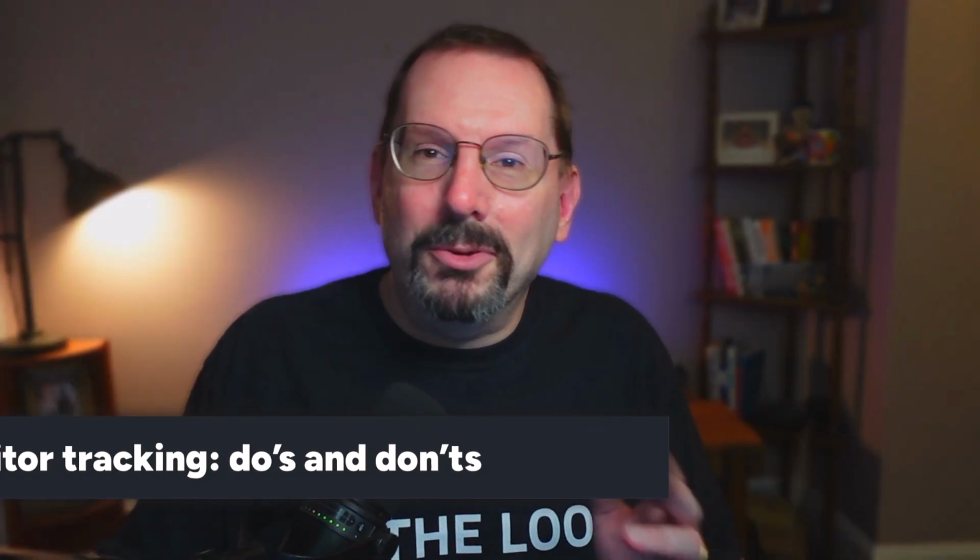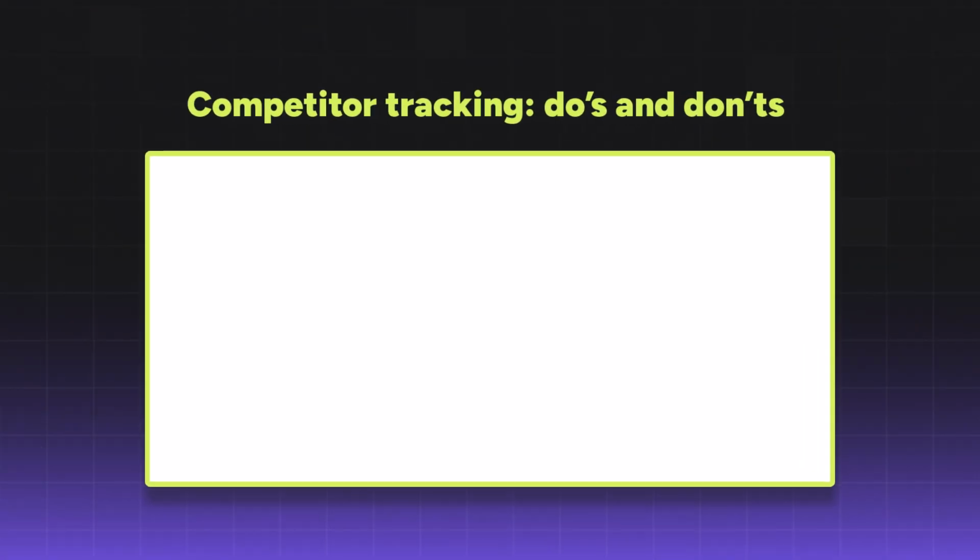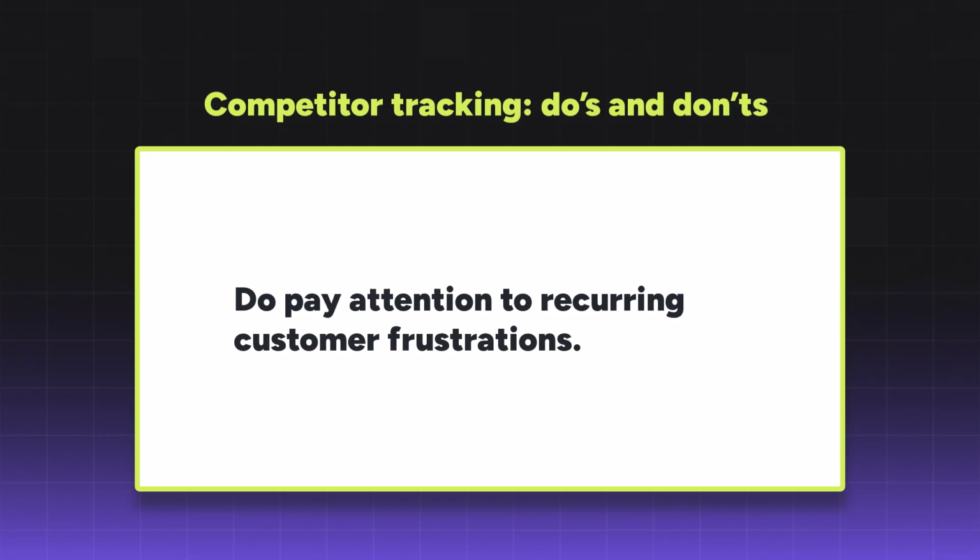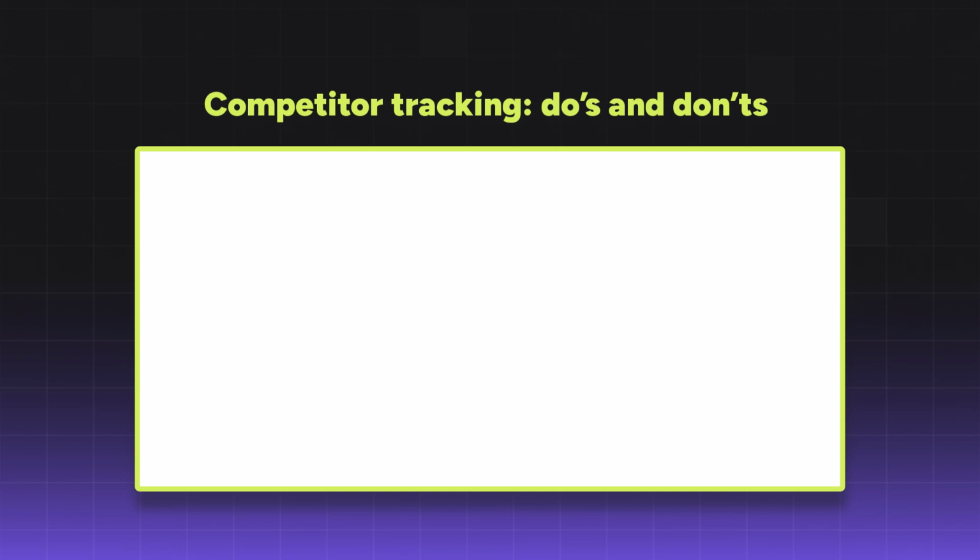Now, here's a couple of thoughts on competitor tracking. There is an important distinction between monitoring competitors and allowing competitors to define your strategy. So here are a few do's and don'ts. Do pay attention to recurring customer frustrations. If multiple customers repeatedly mention confusing pricing, difficult onboarding, weak support, or a missing feature, that may reveal a genuine opportunity worth investigating. Also, do look for patterns over time.